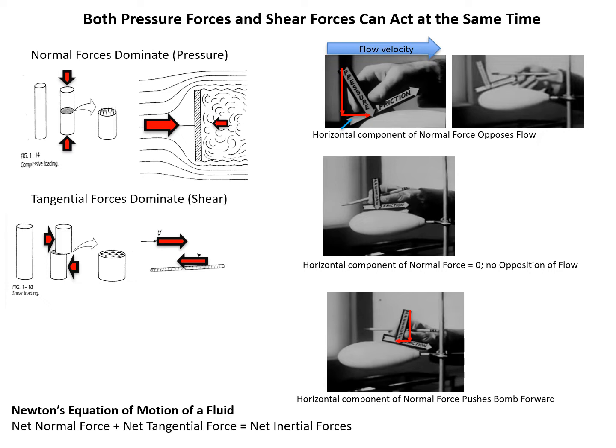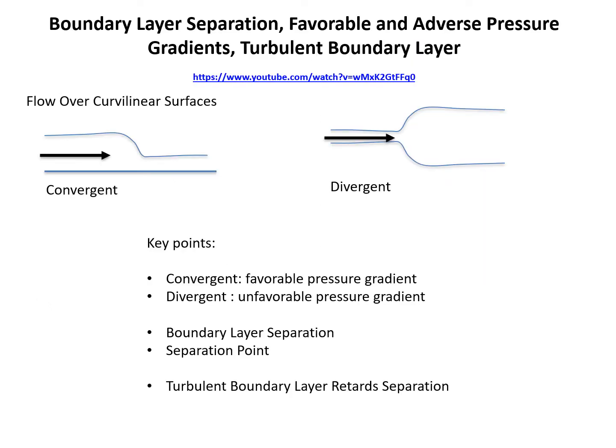So in this video, you're going to see what happens to the boundary layer because of the change in the direction of the normal forces, the pressure force. The key things that I'm going to show you in this movie are what happens to the boundary layer when it encounters a curvilinear surface that causes the fluid to converge. That's illustrated in this left-hand corner.